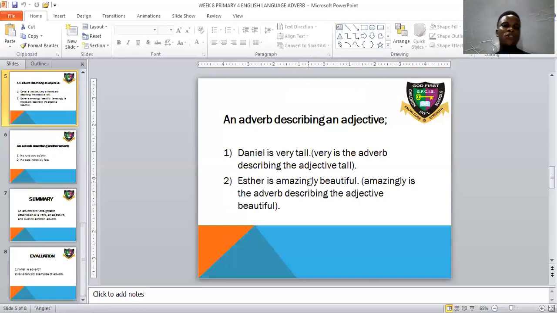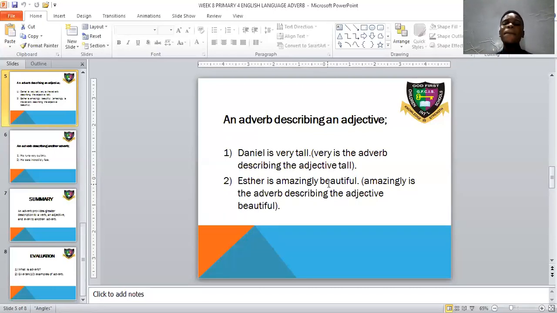To give more meaning to the adjective beautiful, to describe the adjective beautiful. Now, the question now is, how beautiful is Esther? Yes, you told us that Esther is beautiful. Yes, but now how beautiful is she? Now you tell us that Esther is amazingly beautiful.